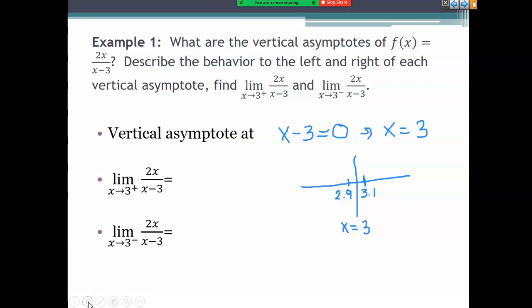So if you plug 3.1 into that function, 2 times 3.1 is positive. 3.1 minus 3 is positive. So that means to the right of 3, my infinity is positive.